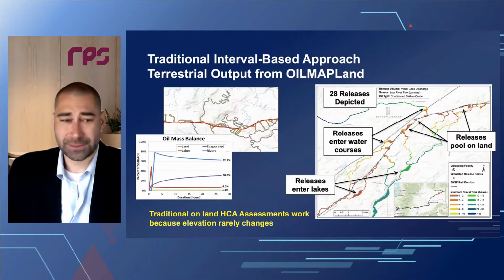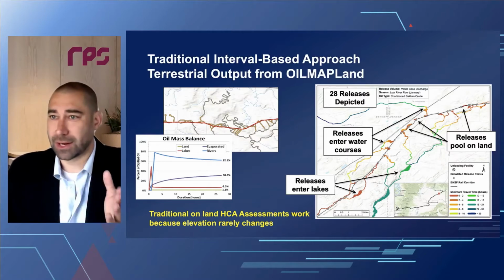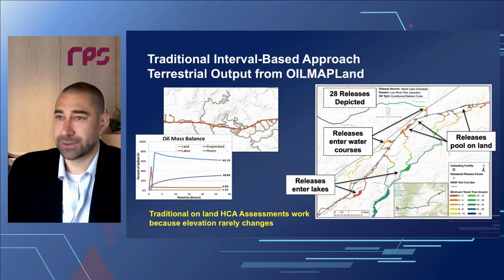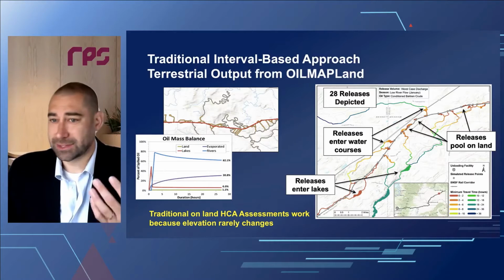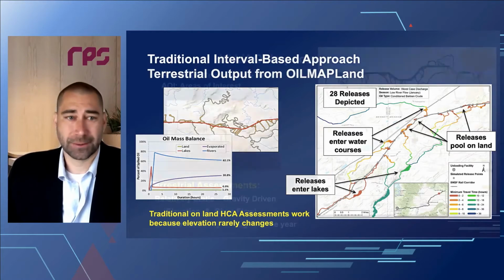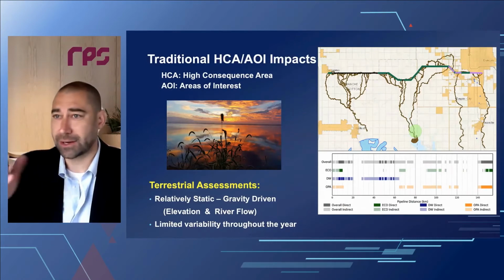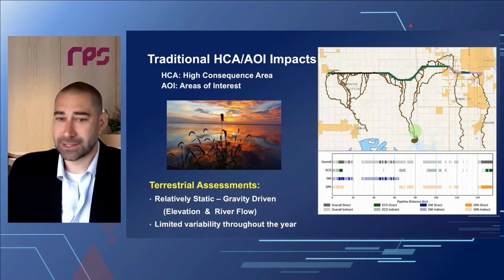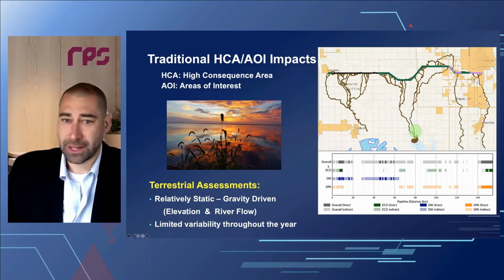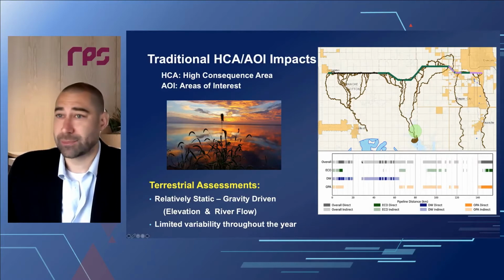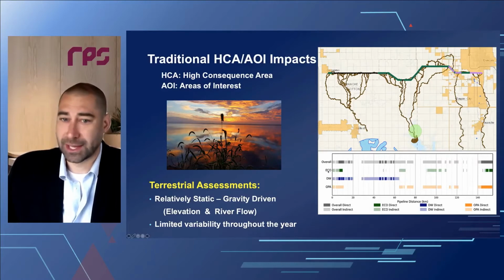This works in the on-land assessments because elevation rarely changes. We run an interval-based approach where we've got a couple hundred releases that are simulated over hundreds or thousands of kilometers, and we basically get a set of outputs that holds throughout the year. We use some automated tools to then process other layers of interest, these HCAs, to then identify, in this image on the right, the overall number of HCAs, so we could identify that maybe 80% of this pipeline has the potential to affect an HCA, or we can break them out by ecological resources, drinking water resources, other protected areas.